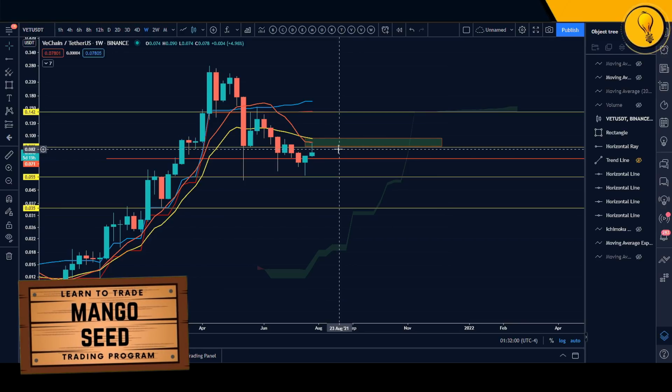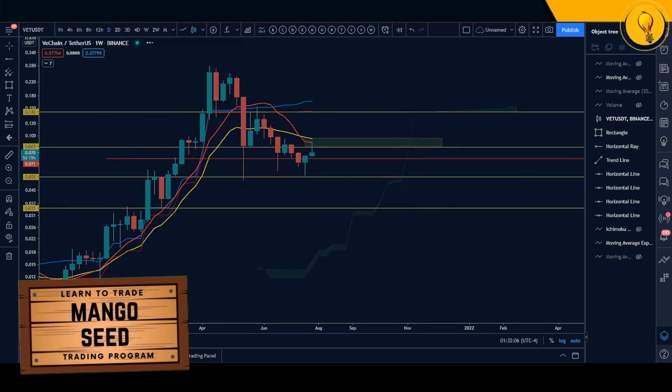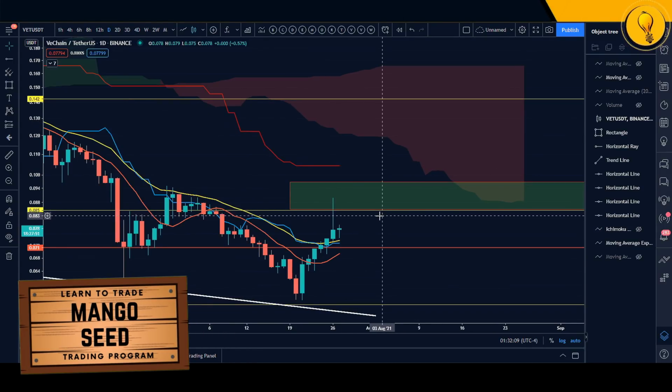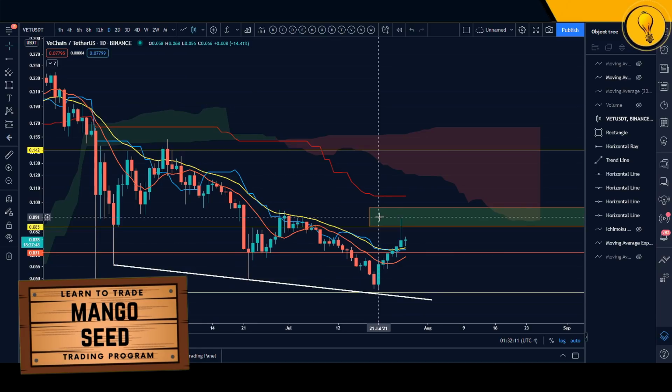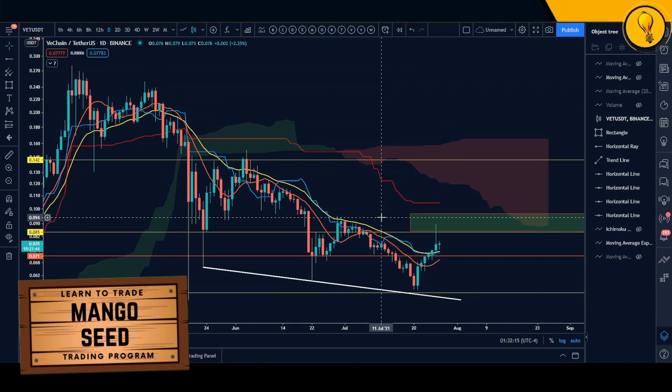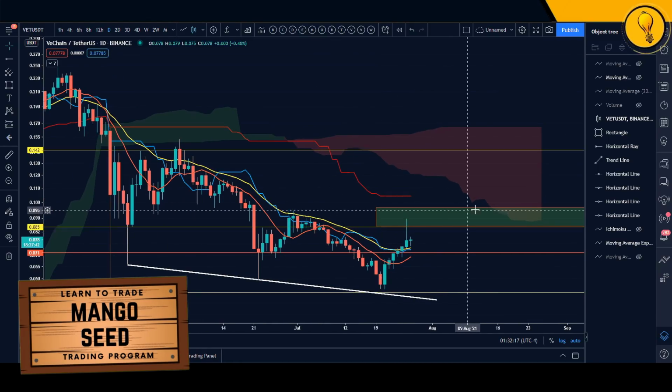So while Vechain is still currently sort of sandwiched in a zone of support and resistance, let's get on over to the 4-hour time frame, or perhaps even the daily. Let's get on over to the daily to see if we're doing anything special here. Huh, we are. Okay, this is not looking too bad.